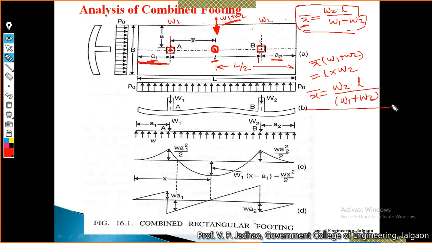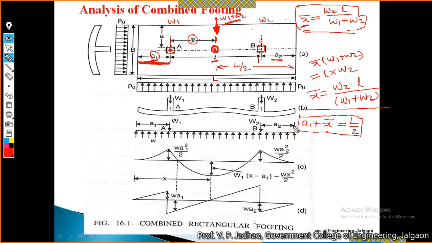Again, if you see this value A1, this is the extension of the footing beyond column A. If we add A1 plus X bar, what do we get for a rectangular footing? This X bar will be at the center, at a distance L by 2. Therefore, this A1 plus X bar will be equal to L by 2.